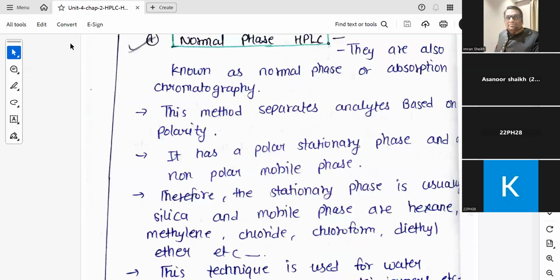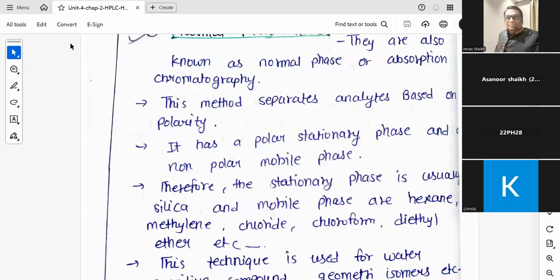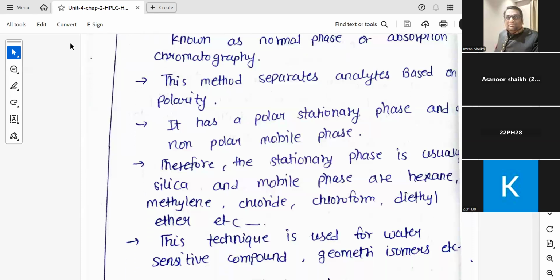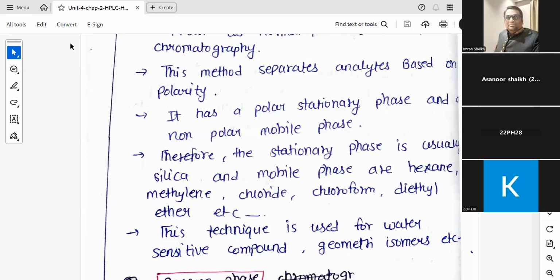The stationary phase should be polar and the mobile phase should be non-polar. Okay, this question can come in your MCQ. In normal phase HPLC chromatography, the stationary phase is polar and the mobile phase is non-polar in nature.